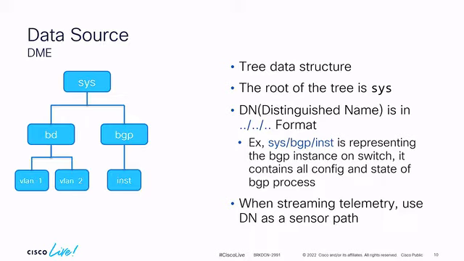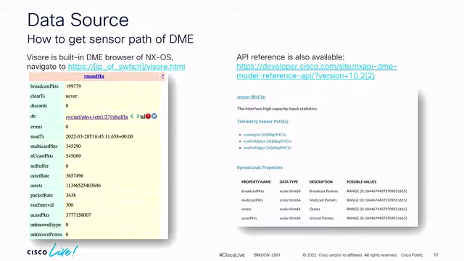Yes, you do need a little bit of a learning curve about how to filter properly for the data. Right? This is DME. How do we get that? We have two ways. One is we have a database, right? Of course, we have to design some browser for the database. That is called Visore. This is built in on every single NXOS. And whenever you enable NXOS API, you will have access to this URL to navigate and find out what information is available.